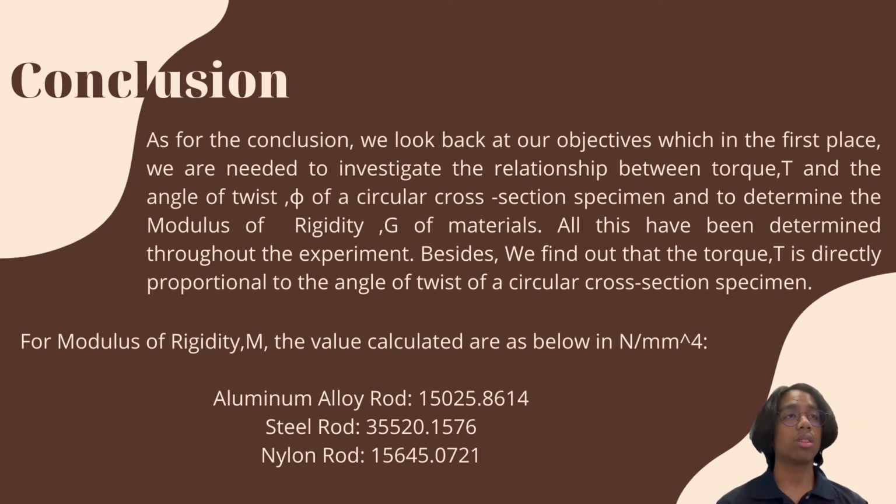Besides, we found out that the torque T is directly proportional to the angle of twist of a circular cross-section specimen, which means the higher the torque T, the higher the angle of twist we will obtain. For the modulus of rigidity G, the values calculated are as below in Newton over millimeter square. For the aluminum alloy rod, we obtain 15,025.8614, for the steel rod, we obtain 35,520.1576, and lastly, for the nylon rod, we obtain 15,645.0721.